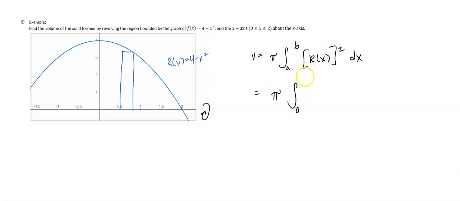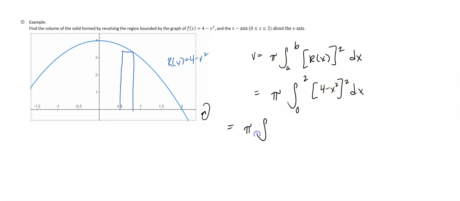And that's going to be the integral from 0 to 2 of r of x, which is 4 minus x squared, dx, and then that's all times pi. Now with this one, I don't have the x I would need for my u prime, because u prime would be negative 2x. So I do need to actually FOIL this out.